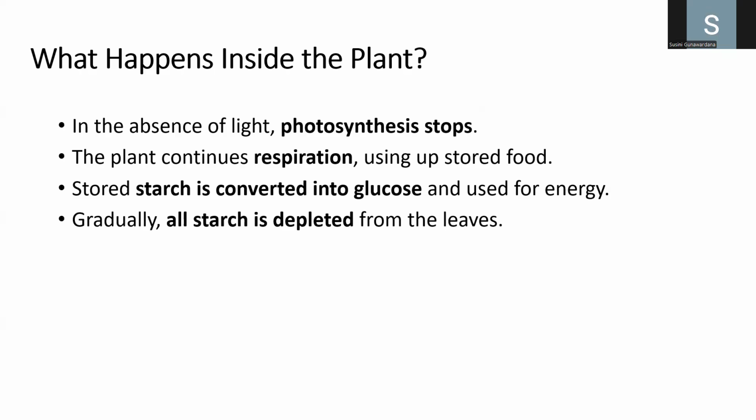Actually, when we are talking about the process of photosynthesis, we said that glucose is produced. But where does this starch come from? As I mentioned earlier, the produced glucose is turned into starch and stored inside the necessary organs, especially inside the plant leaves, where we can find starch.